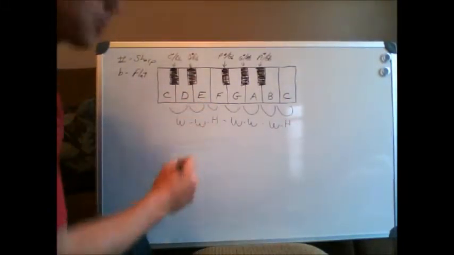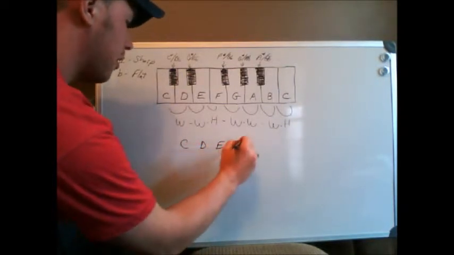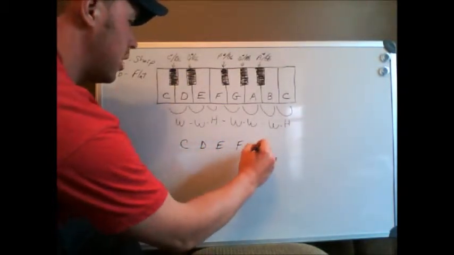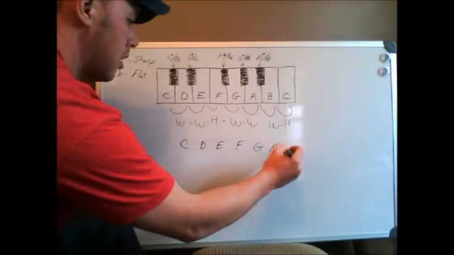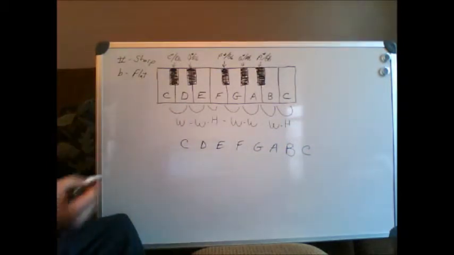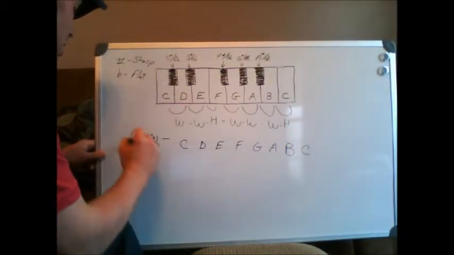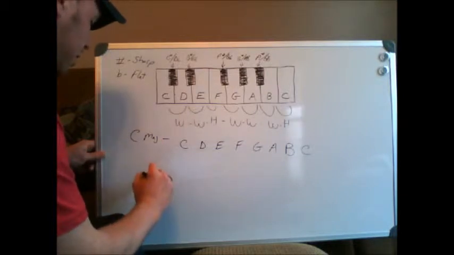Let's write out our C major scale. So we got C, D, E, F, G, A, B, and then back to the octave. Okay? This is the major. And down here, we'll do C minor.